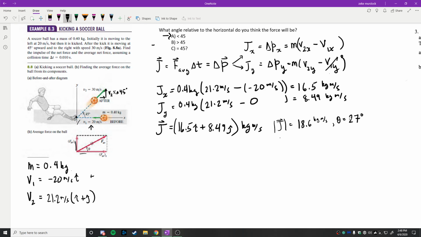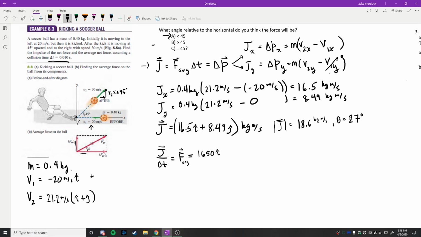Now this is the impulse, and if we want to find force, we've got the time, right? So you just look at that equation there, and it says if I take the impulse and divide by the time, that's going to give me the force. So our force, the average force at least, is going to be equal to all these things divided by 0.01. So move the decimal place to the right twice. That's going to be 1650.